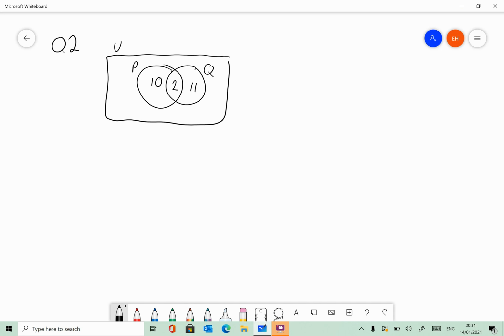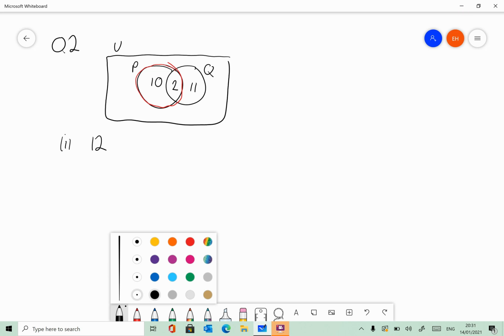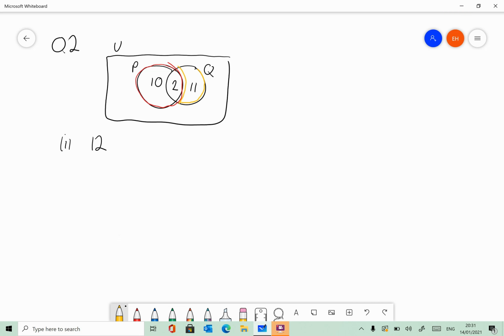How many pupils watched program P? So program P is everything in this circle here. So the answer to part 1 is going to be 12. How many pupils watched program Q only? So Q only is this zone in here. So we're not including these 2, because if we include these 2, that means that they watched both P and Q. But we only want them to have watched Q. So we don't include those 2. So our answer to part 2 is 11.